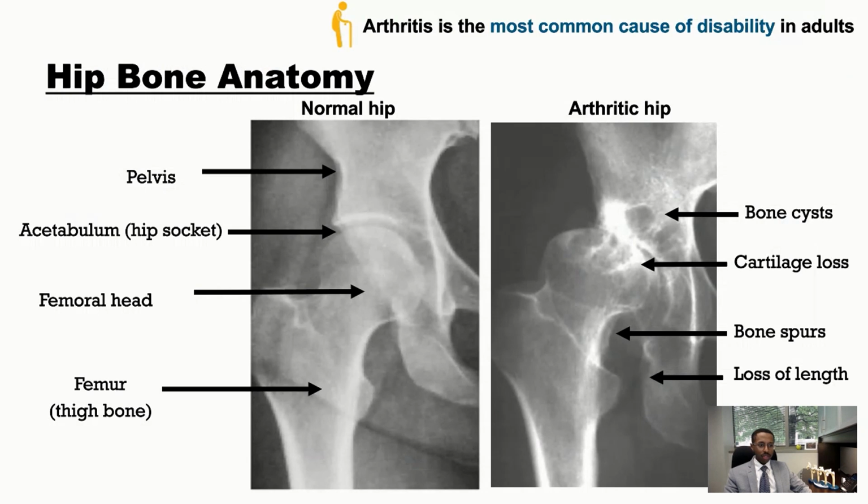So the anatomy of the hip can start first with the bones around the hip. You have your pelvis, the acetabulum or the socket, the femoral head, which is the ball, it's a ball and socket joint, and the femur, the thigh bone. As an example, you can see what happens when you compare a normal hip to an arthritic hip. You'll lose the cartilage, you start to develop bone spurs and bone cysts, and you actually become a little bit shorter. And arthritis is one of the most common conditions that I see, and it's one of the most common causes of disability in adults.